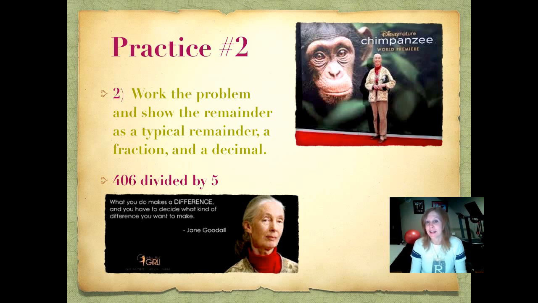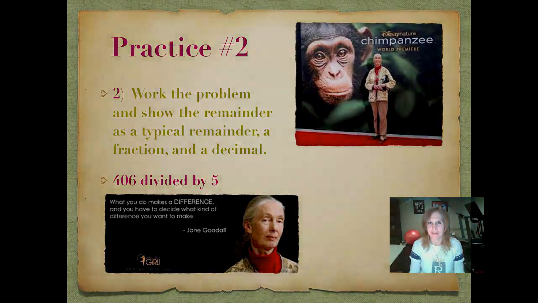And Disney Nature has a feature film that you can watch to learn a little bit more about it. Practice question number 2. Work the problem, 406 divided by 5. Show the remainder as a typical remainder, as a fraction, and as a decimal. Go ahead and pause it, do that work now, and push play when you're ready to go over the answers.